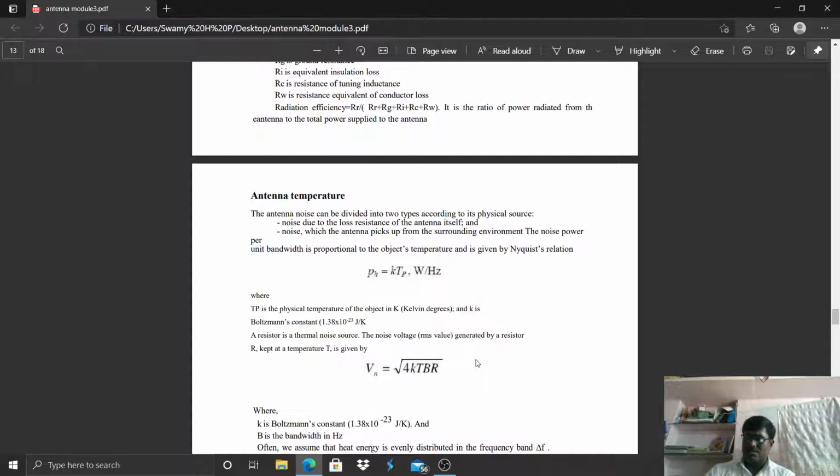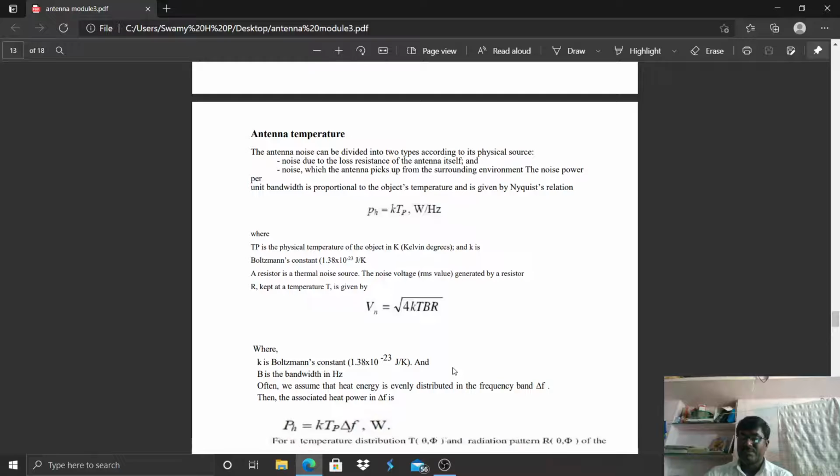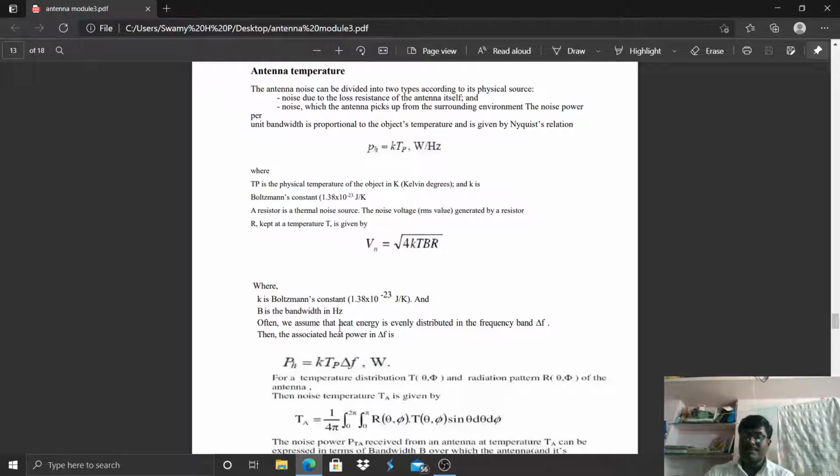The noise voltage may be the RMS value generated by a resistor kept at a temperature T. Then the thermal noise of a resistance, Vn, is equal to the square root of 4kTBR. Here k is the Boltzmann constant, B is the bandwidth in hertz.